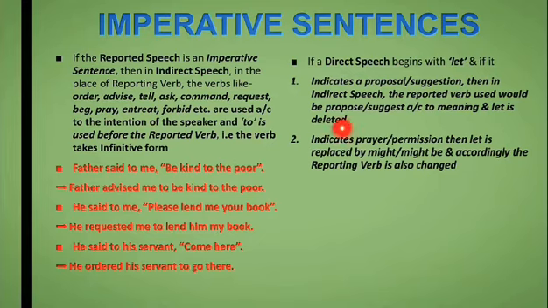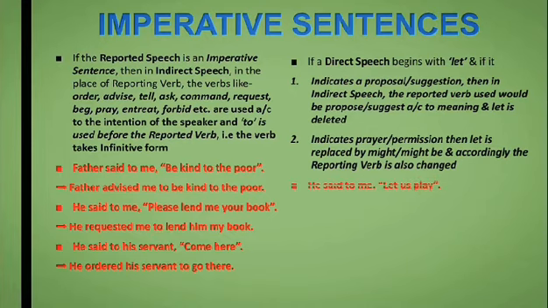Next rule is, if it indicates prayer or permission, it may suggest you, or it may show you a proposal. A proposal can be kind of, let us do that. Suppose you asked someone to do something, so that can also be considered as a form of proposal or suggestion. That comes within or. And if it shows you prayer or permission, then let is replaced by might or might be, and accordingly the reporting verb is also changed.